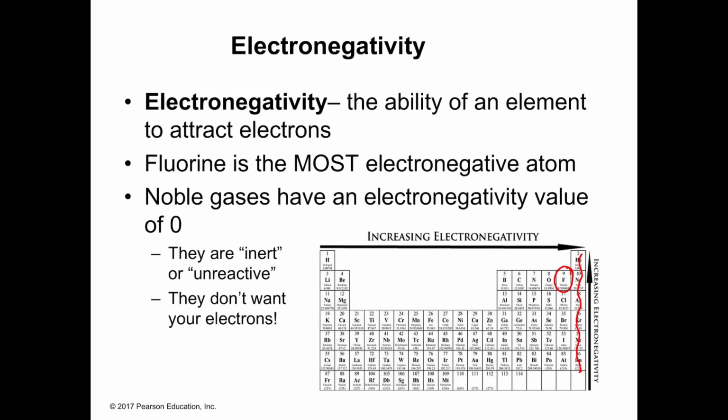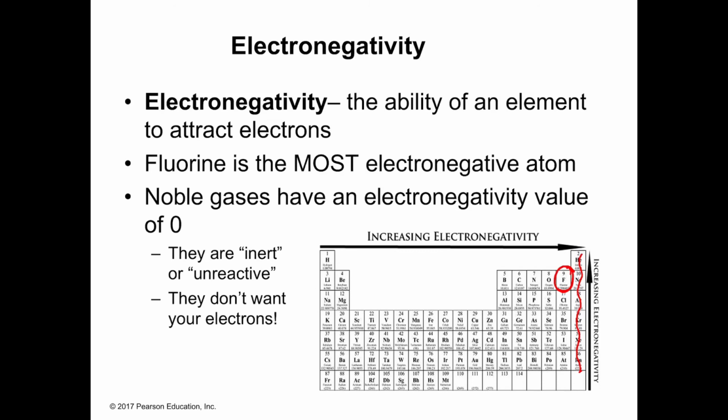Since our noble gases already have 8 valence electrons, they don't want any electrons. They're not trying to lose electrons, they're not trying to gain electrons, they don't even want to share them. They are not going to form bonds. So our noble gases have an electronegativity value of 0 because they aren't forming bonds. They are inert, they're unreactive, they're not going to gain or lose electrons. So we're not going to look at them for this section on electronegativity, which means that fluorine now is our highest electronegativity value.